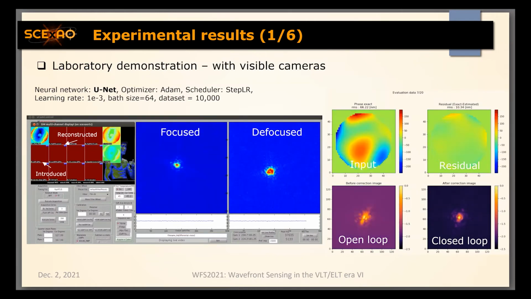So as you can see, the residual errors are very small, and the closed loop PSFs are very close to the diffraction limit and very stable compared to the open loop PSFs.